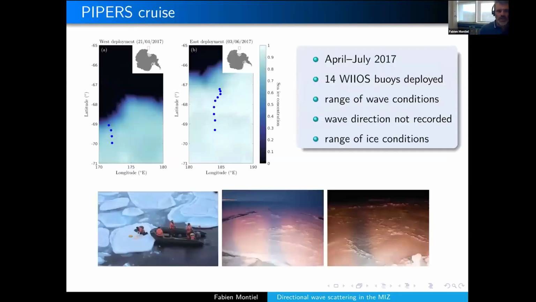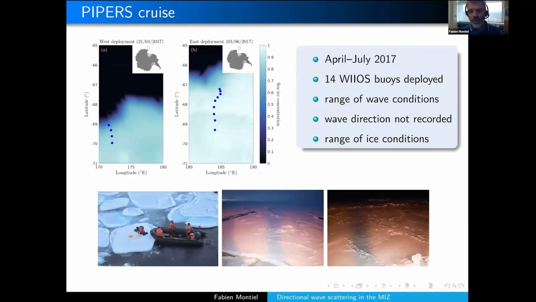Okay, so why did we choose this Piper's deployment? And that's because there is a lot of data that came out of it. So it was in the ice growth season, April to July 2017, and 14 buoys were deployed. And there was a range of wave conditions and also of ice conditions observed. So there were calm, but also large storm events. There was of course pancake ice conditions, but also the buoys were deployed really far into the ice cover where the ice was nearly continuous in some cases.